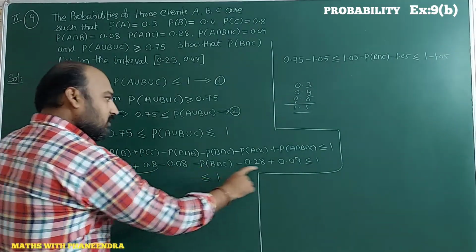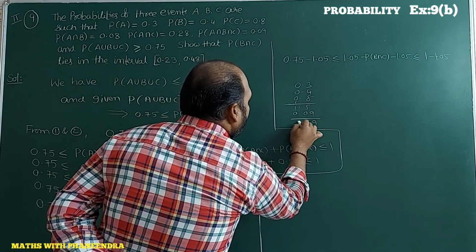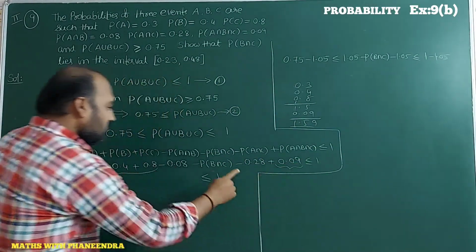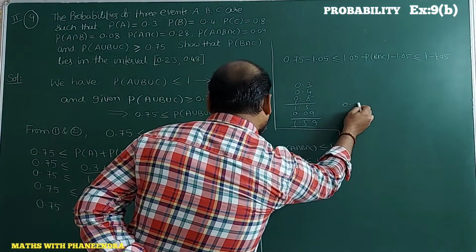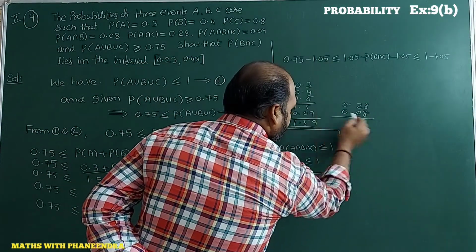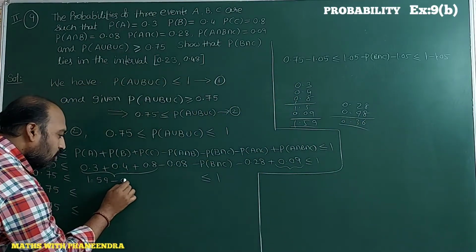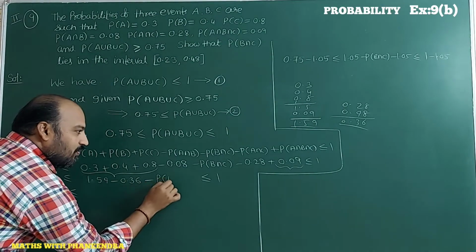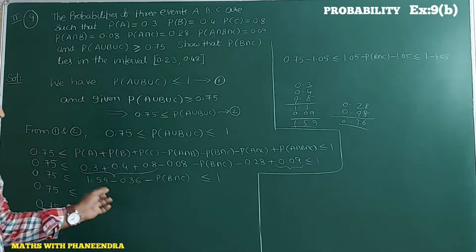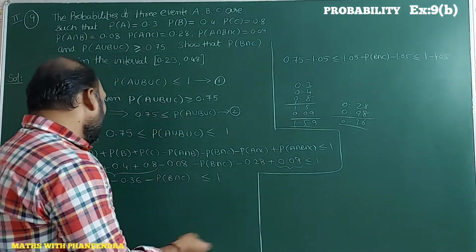Next, including 0.09 also if you add, so 1.59, including 0.09. The rest of the terms are 0.28 and 0.08. So it will become 0.36 minus 0.36 minus P of B intersection C. That's what I forgot in the last step, so that is the reason. These two we are adding. Now one by one we will do it.